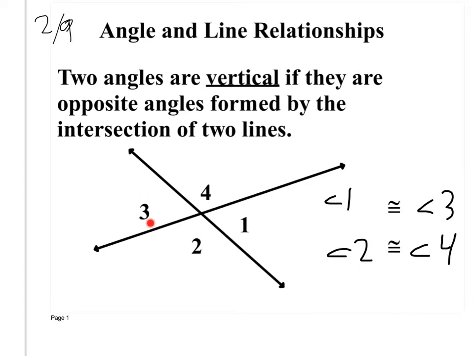So if I knew that angle 1 was, let's say, 30 degrees, angle 3 would be 30 degrees as well. If this was 150, then 2 would have to be 150. So I know two angles, what they are, if I'm only given information on one. If I'm given information on one, I know what this one is. I also know what this one is, and we're going to talk about that in a minute.